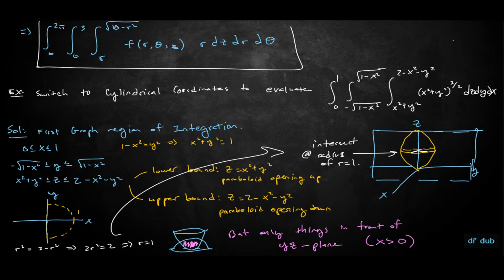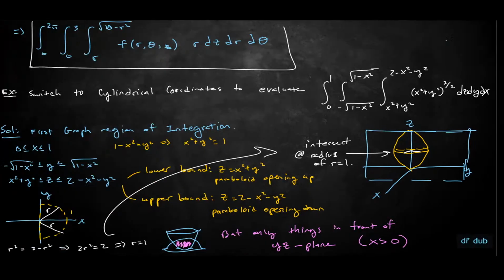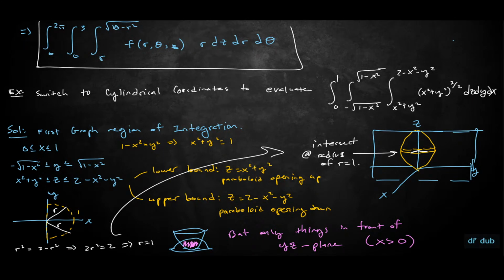All right, so we've kind of got our bounds. Let's think about the bounds. R is going from 0 to 1. So this is basically R. Z is going to go from the bottom paraboloid to the top paraboloid. So that's going to be from r squared right here to 2 minus r squared right here. So r squared less than or equal to z less than or equal to 2 minus r squared, converting those two bounds to cylindrical coordinates.